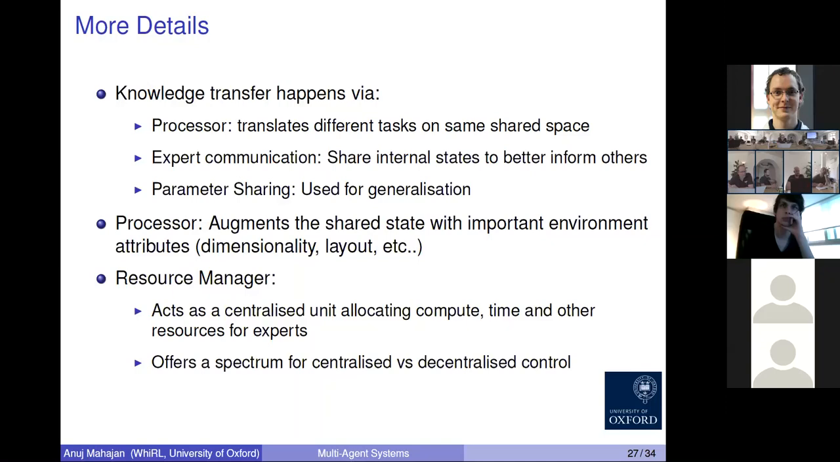Finally, the resource manager acts like a centralized unit for allocating the compute time and other resources to the experts. And it also controls how much communication is allowed, and that's how it offers a spectrum for centralized versus totally decentralized control.